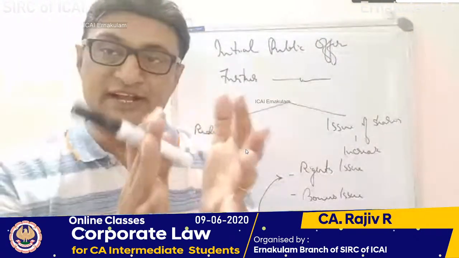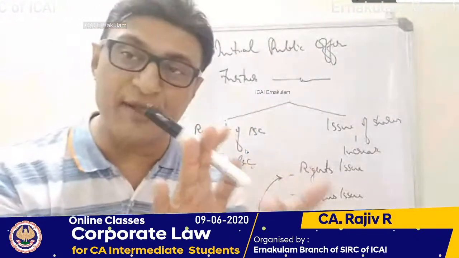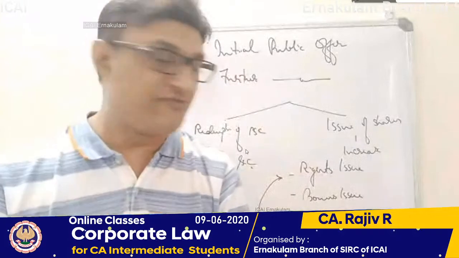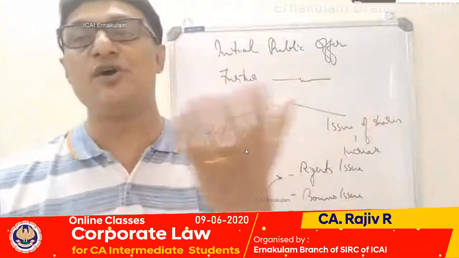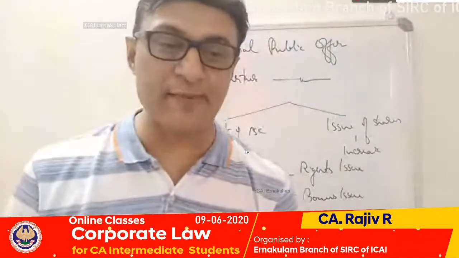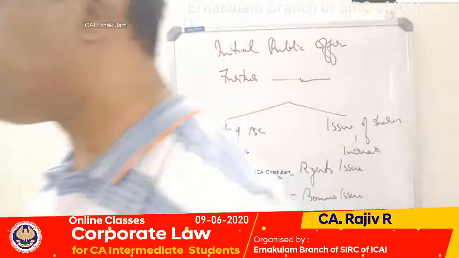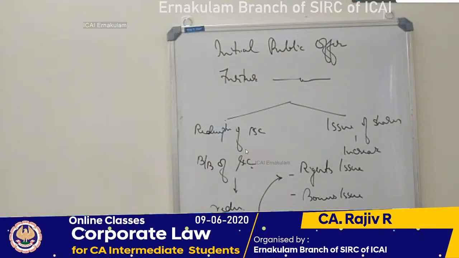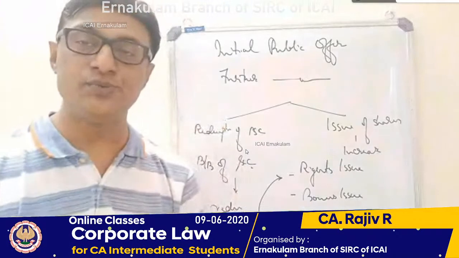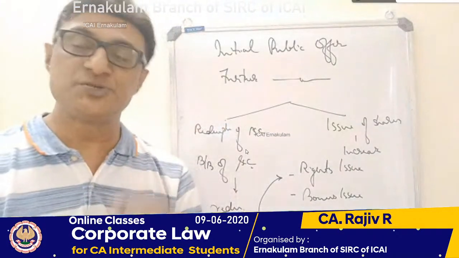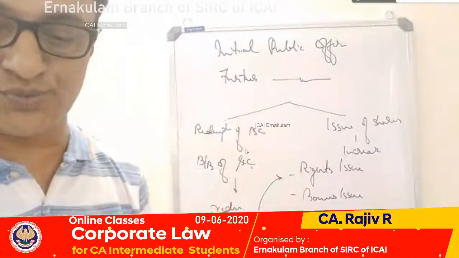So I hope you get the difference between what we did so far in this chapter and what we are now going to do. Four specific types of capital issues. Just give us some heading. Provisions relating to specific types of capital issue.